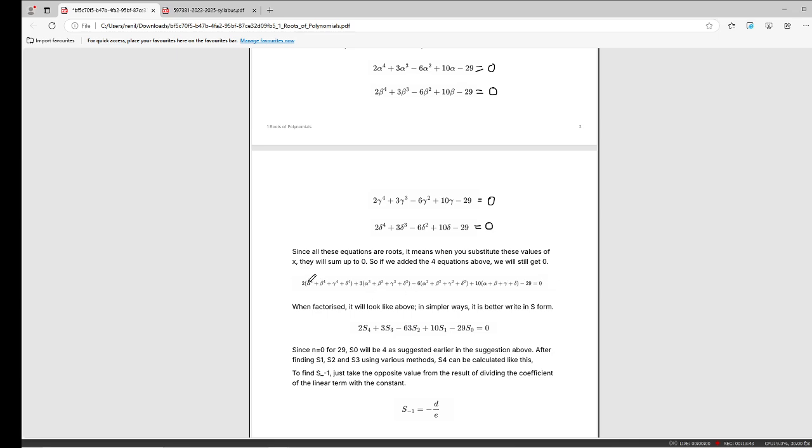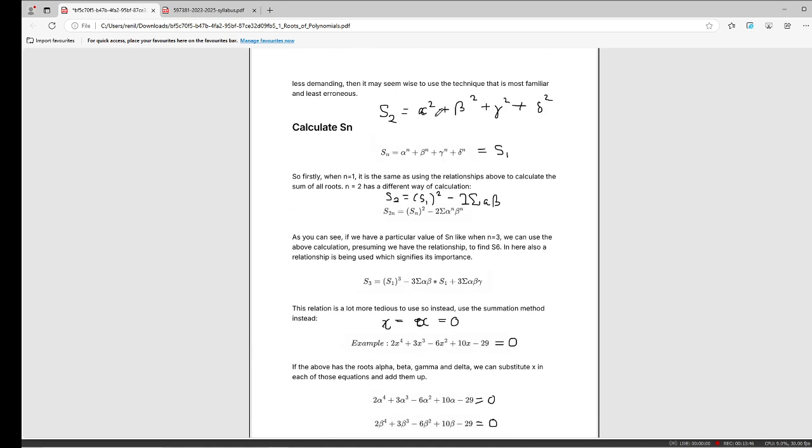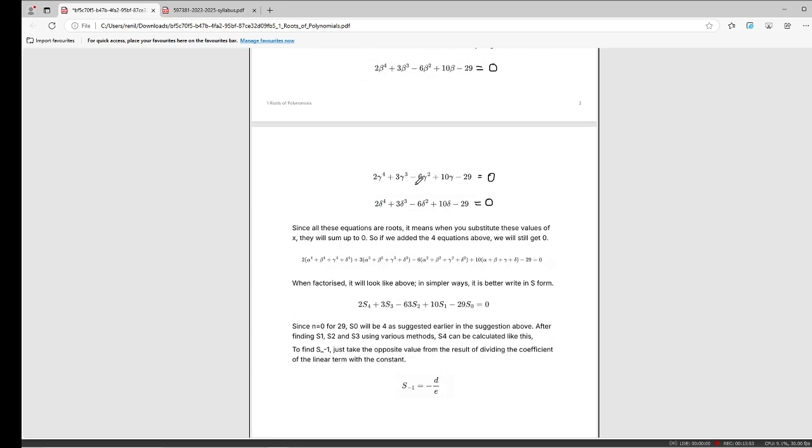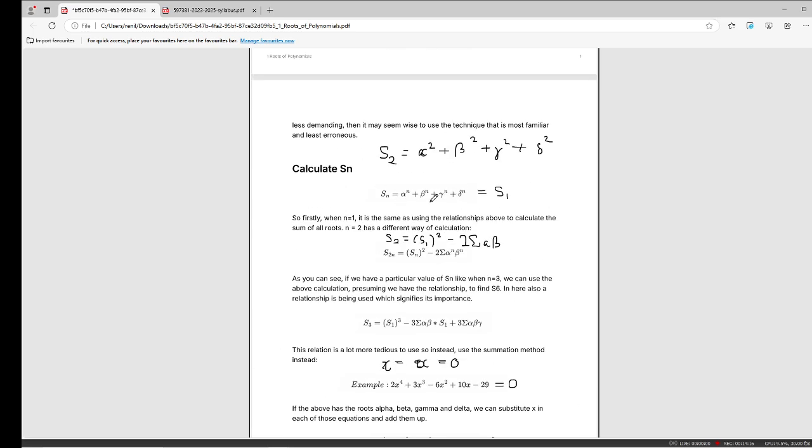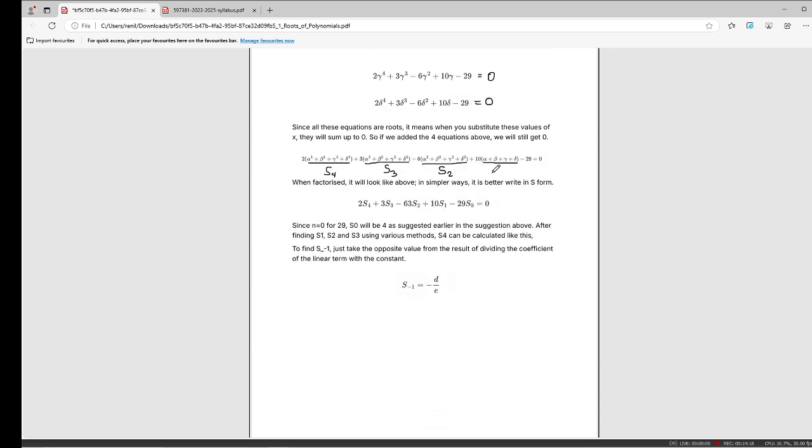And what do you know, this does conform to our standard form, where you have alpha to the power n plus beta n plus gamma n plus delta n. When n equals 4, you're going to get this right here, which is basically S4. When n equals 3, you're going to get this right here, which is S3. This right here is when n equals 2 in our Sn formula. And this right here is when n equals 1 in our formula, which gives us S1.